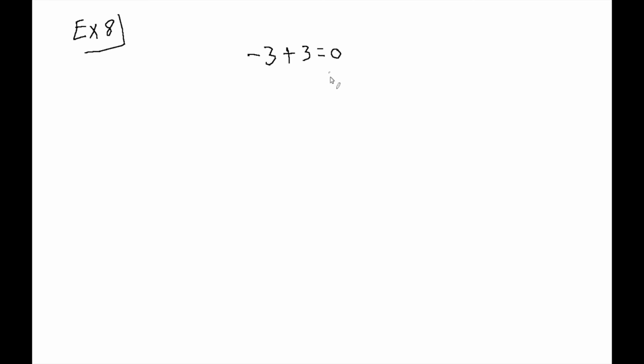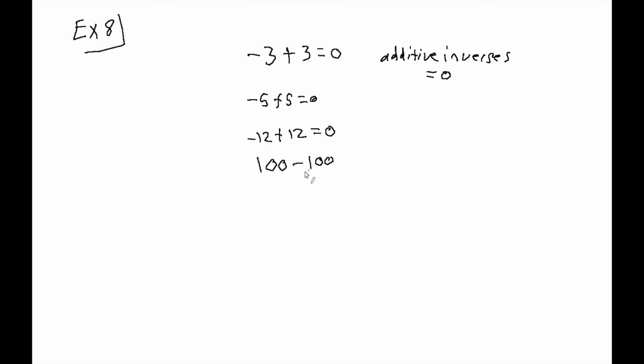Okay, example number 8. If we have a negative 3 plus a 3, what would that do? We have 3 minus 3 basically, which is 0. Now, when this happens, this is called an additive inverse. These always equal 0. Another example would be negative 5 plus 5. This would be 0. Negative 12 plus 12. This would be 0. Let's change that 0 into a better one. Say we have 100 minus 100. Or we can do 100 plus a negative 100. So 100 plus negative 100 would be 0 also. Same thing. We'll do 1 half plus a negative 1 half, still 0.